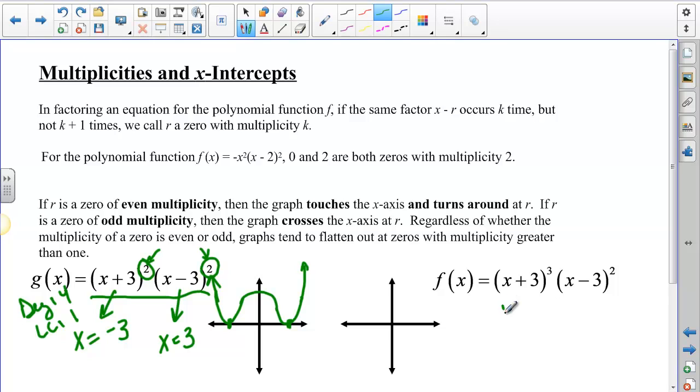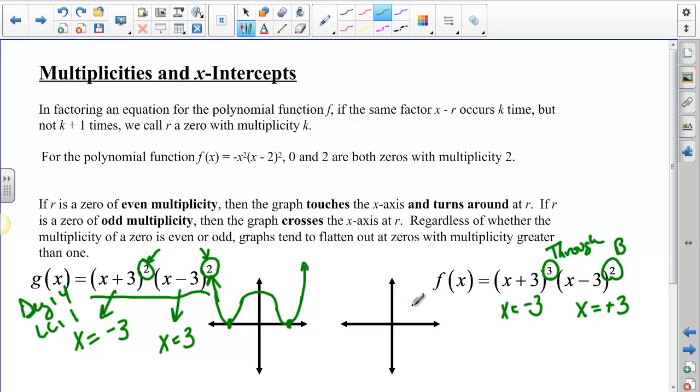Here, I know x equals negative 3, but it's got an odd multiplicity. So that's going to go through or cross the x-axis at negative 3. Here I know x equals positive 3, and that's going to bounce. All right, so it's bounce, and this goes through.